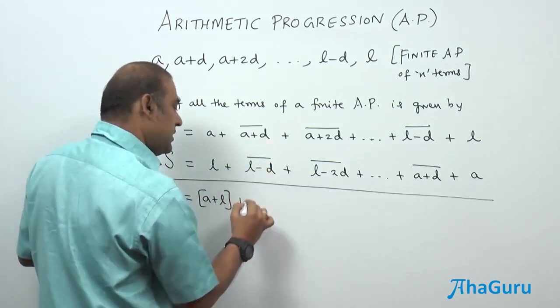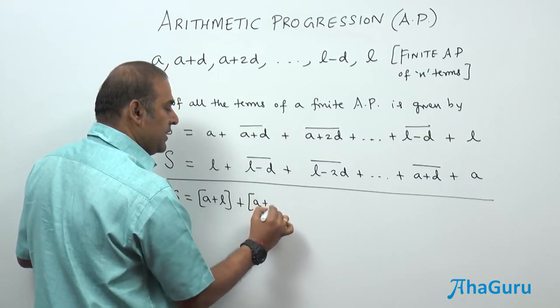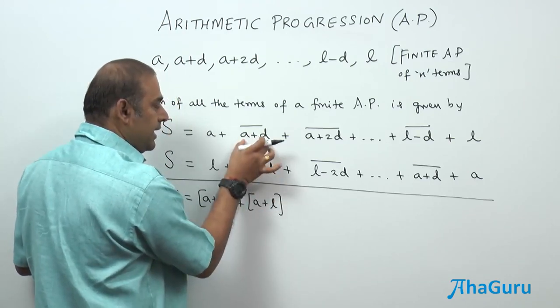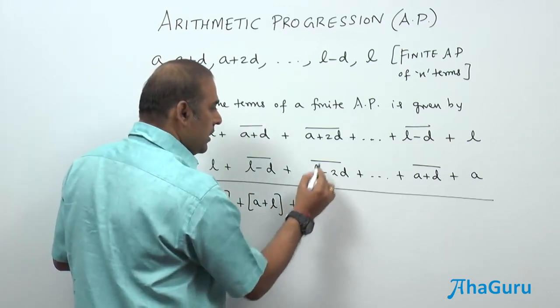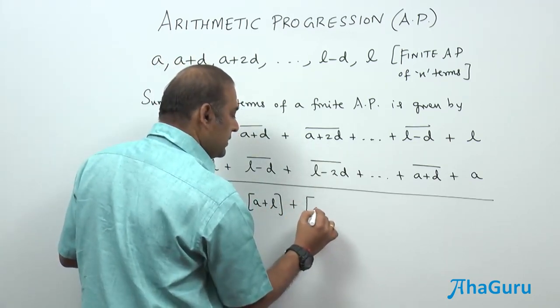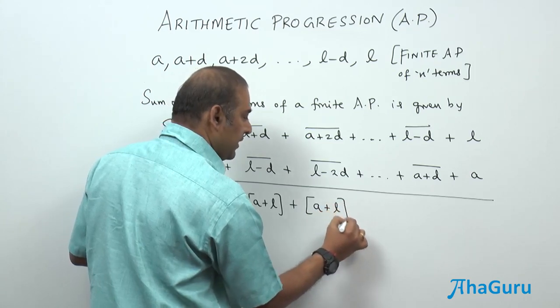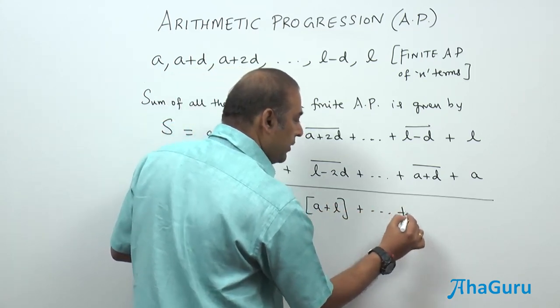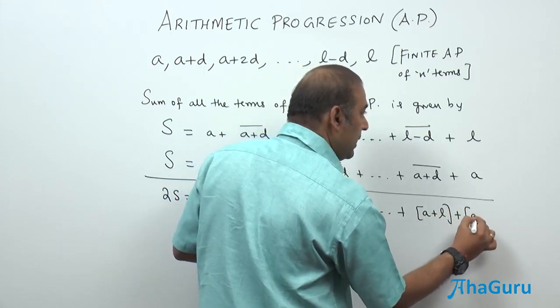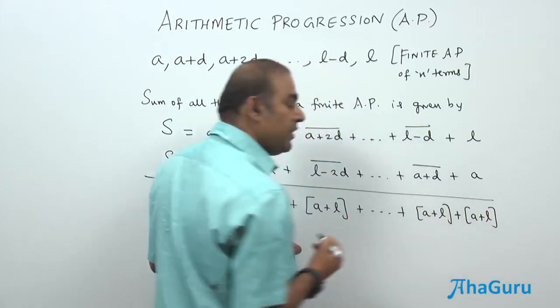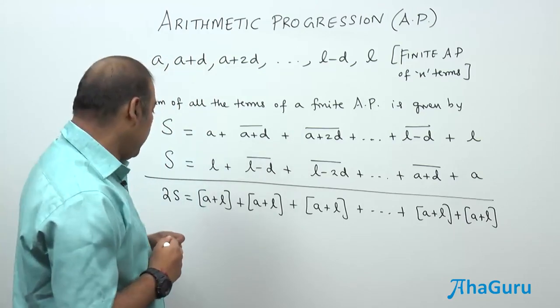And what about this? That is again going to be A plus L, because the only thing is A increased by D, L decreased by D, so the sum is not going to change. Here 2D is the increase and decrease. So again you get A plus L, and you are going to get A plus L throughout, which is nothing but repeated addition of A plus L.